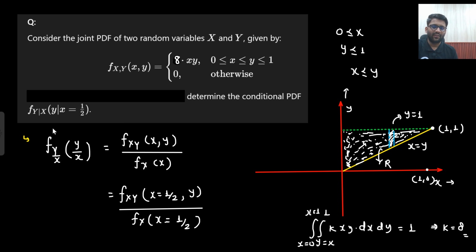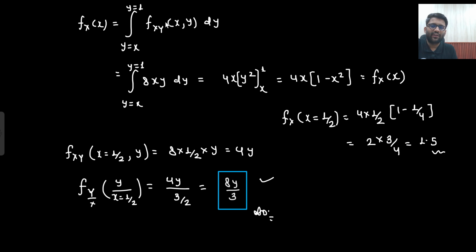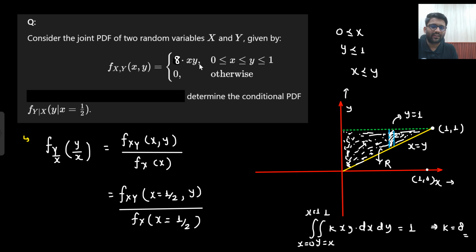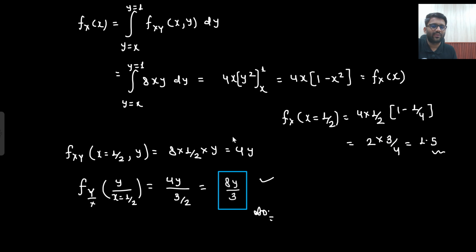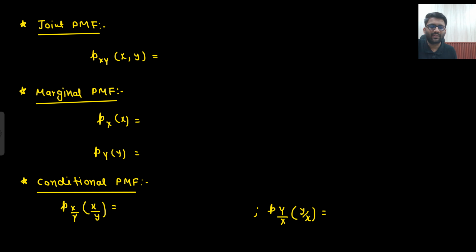This was very straightforward. You just need to write down the formula, then in f_X of x you need to put 1 by 2. Very easily you could find the value of f_X of x. How? You put the limit of y, then y square by 2, 4x here, 1 minus x square, f_X of x you got. Then at 1 by 2 you check the value, that would be 3 by 2, right? So this value is coming out to be 3 by 2, and f(x,y) was already given, and you put x equals 1 by 2 here, so 4y divided by 3 by 2, so 8y by 3. This is the answer you are getting, okay?